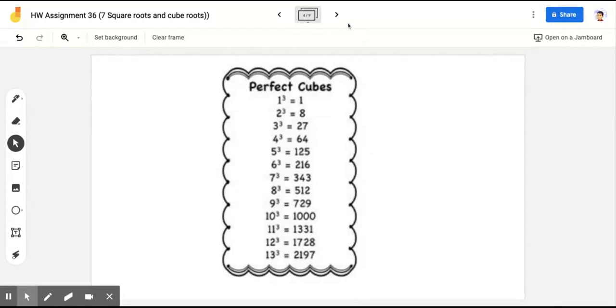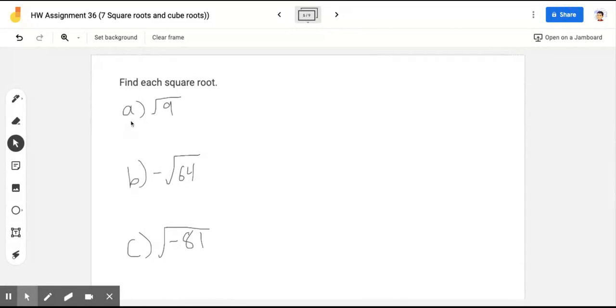Let's go ahead and do some examples. We're being asked to find each square root. What we can do to find each square root is use that list of squares and square roots to help us out.